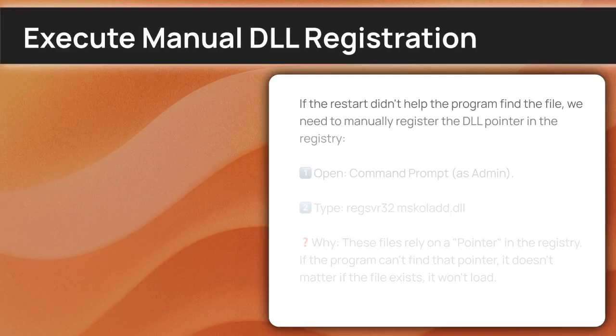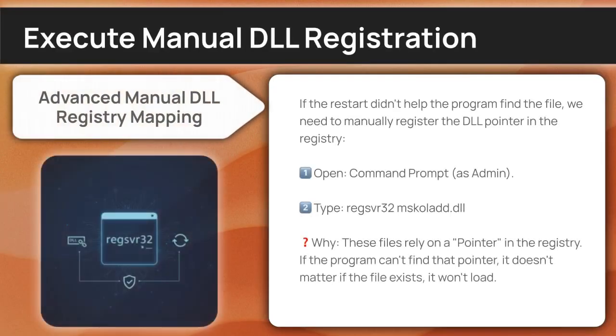If the software remains unresponsive after the reboot, we'll transition to manual environment synchronization. Feel free to pause the video during the sync process. If the restart didn't help the program find the file, we need to manually register the DLL pointer in the registry. First, open Command Prompt as admin. Second, type regsvr32, followed by the file name causing the error, then hit Enter.